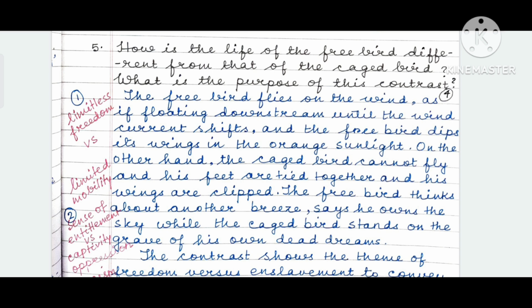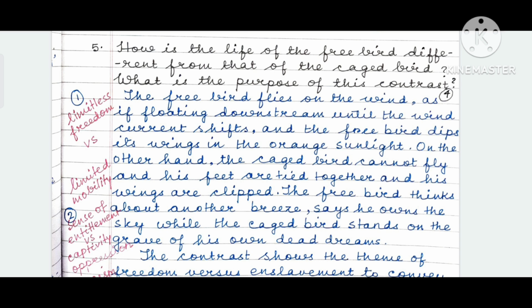I have incorporated once again for practice two important questions, and therefore the length is tight. This is a slightly lengthy answer. The free bird. How is the life of the free bird different? So caged bird versus the free bird.